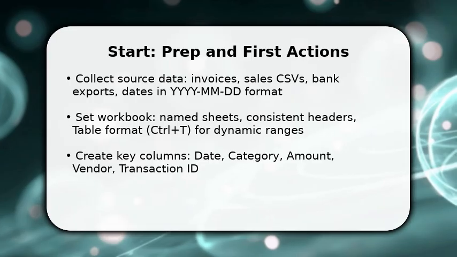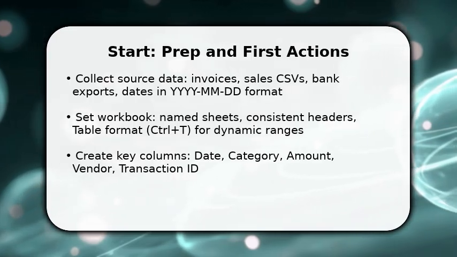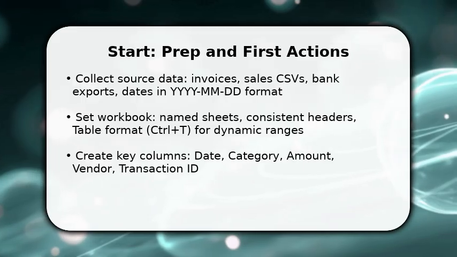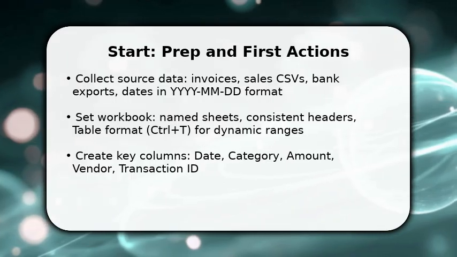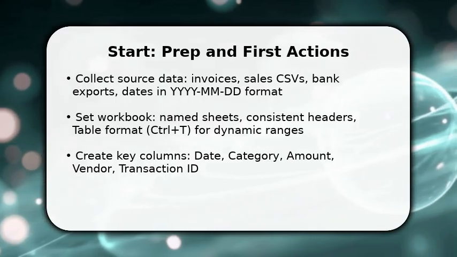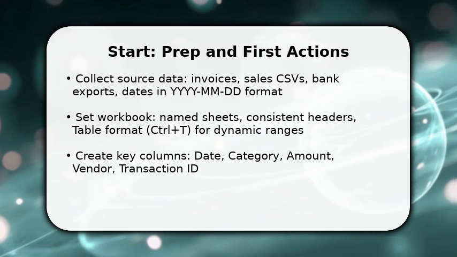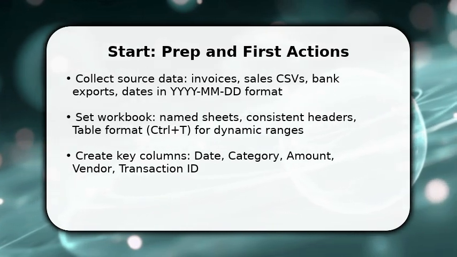Next, create standardized headers: date, category, amount, vendor, transaction ID. Use text to columns if dates or numbers import as text. Once done, apply a consistent data type and a simple formatting style so formulas and pivots reference reliable fields.